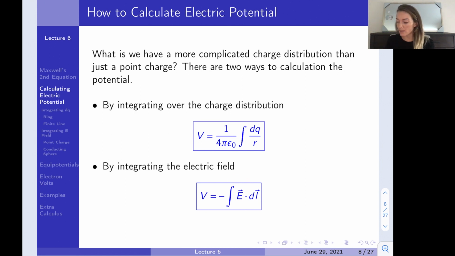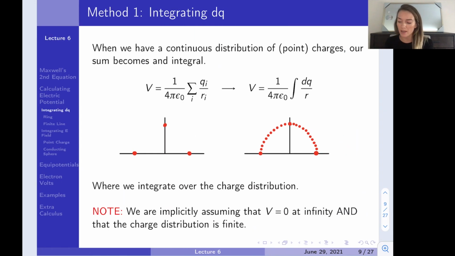And we'll talk more about these 2. We'll do examples with both. So let's just look at the first way first. So yesterday, we said that the potential just adds, right? If we had the potential due to 2 different charges, we could just add the potential of each one together and get the total electric potential.